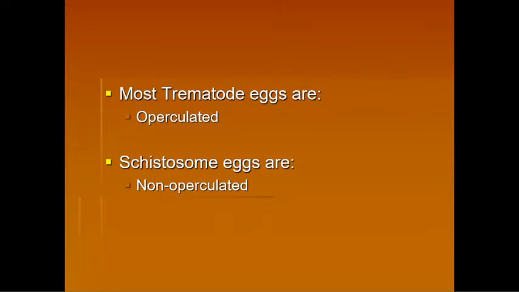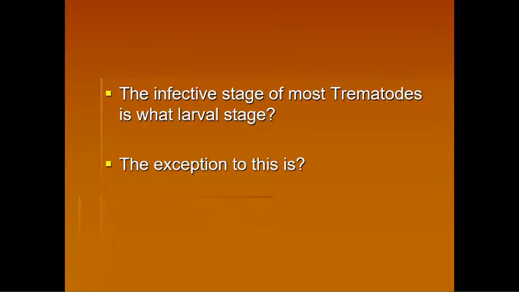Alright. Okay, so schistosoma, they're non-operculated. Most trematode eggs, they are operculated. There's an opening or a lid, per se. Right? Now, let's talk about the infective stages.